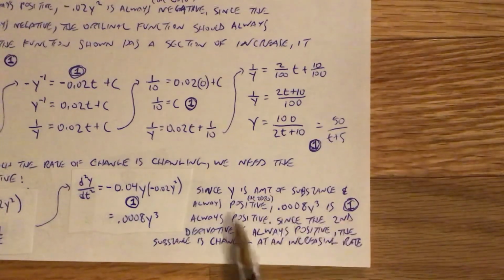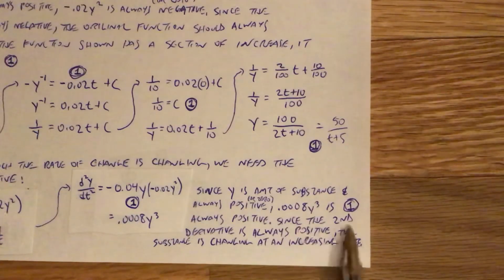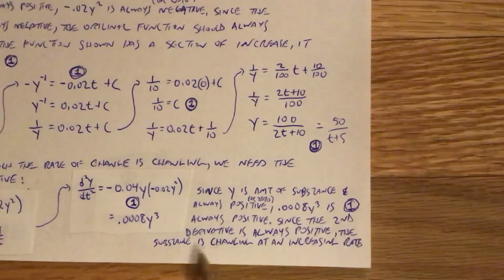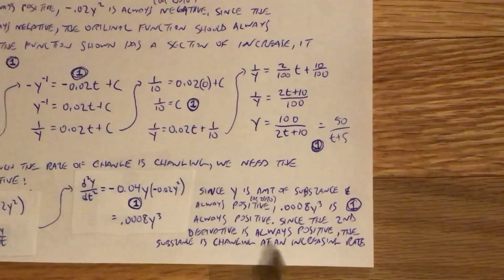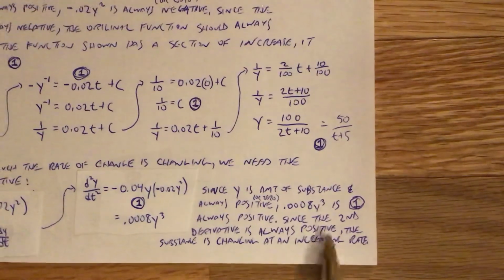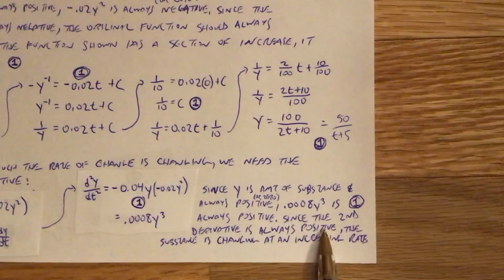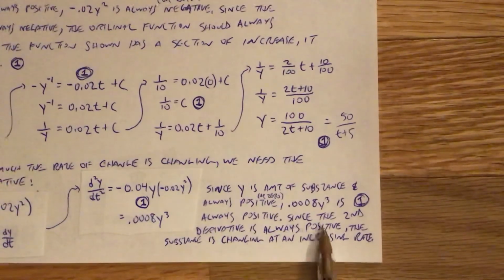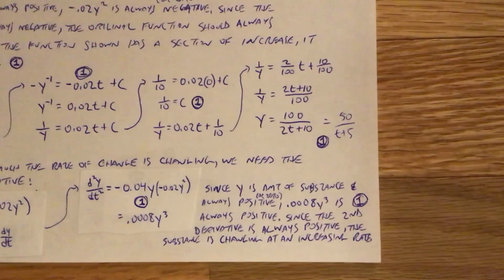0.0008 y cubed is going to be positive, and since the second derivative is positive, the substance is changing at an increasing rate. So the second derivative is positive. That means the rate of change of the rate of change is positive. If something's changing in a positive way, it's increasing. So the rate of change is increasing because the second derivative is positive.